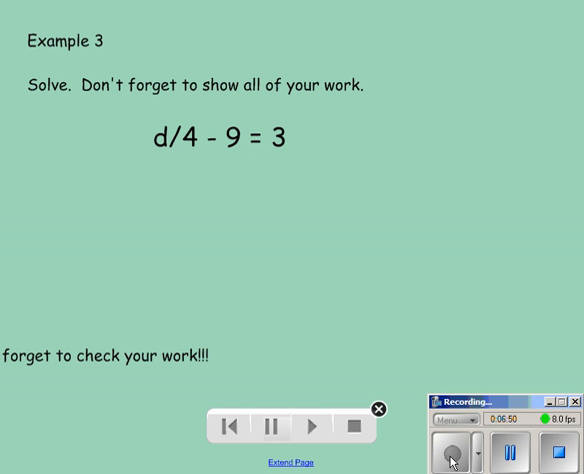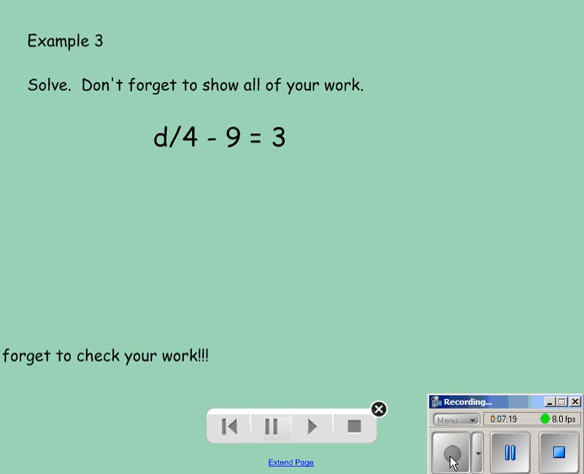Okay, here we have another one. We have two operations in this one as well. And what are the two operations that are hidden here, Juling? What operations do we have? Oh, we have divide and we have subtraction. And which one will we do first? We're going to undo subtraction by adding 9 to both sides.